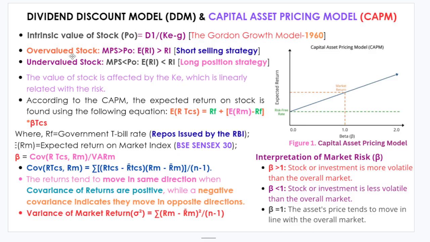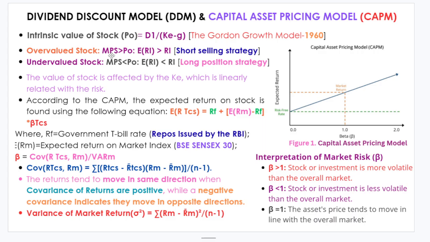And remember, friends, what does an overvalued stock mean? If the market price of a stock is greater than the intrinsic value of the stock, then that is the case of an overvalued stock. In that case, a rational investor would sell the stock. That is a short selling strategy.